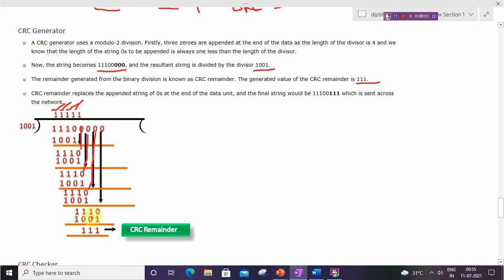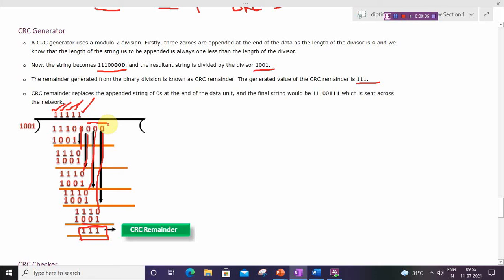So 111. Again the last 0 will come down. 1110. Then again the quotient value will be 1. Then 1001 and XOR it. Then 011, 101, 101. So 111 is the remainder. Here the 111 will be the remainder. This remainder is known as the CRC remainder, which will replace the 0s.